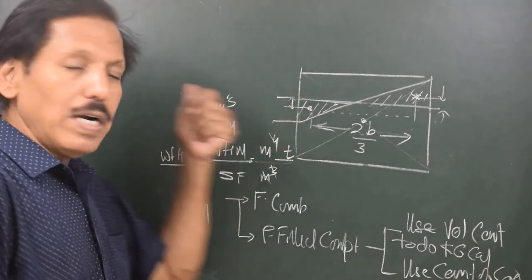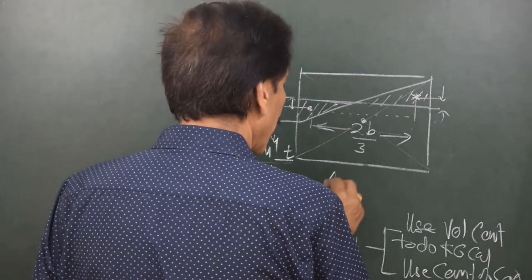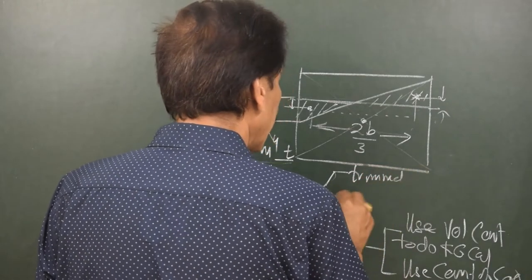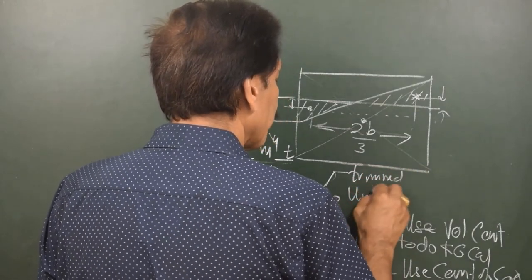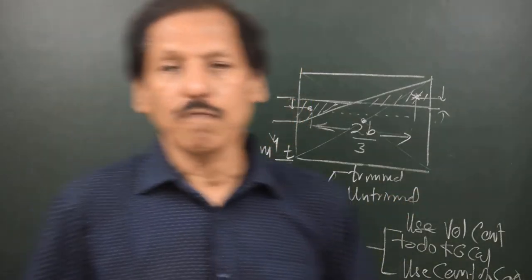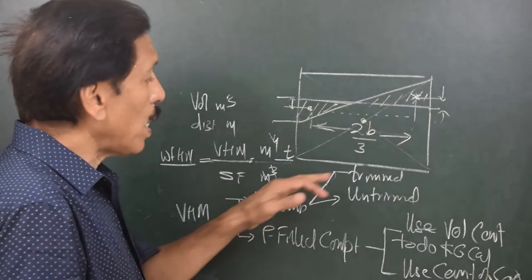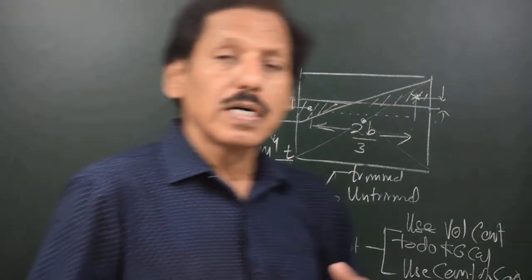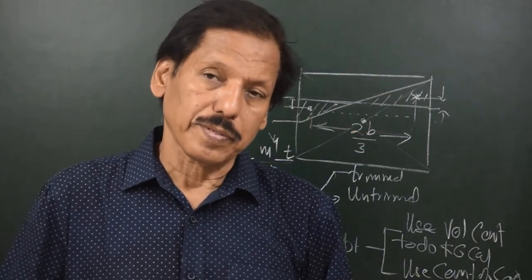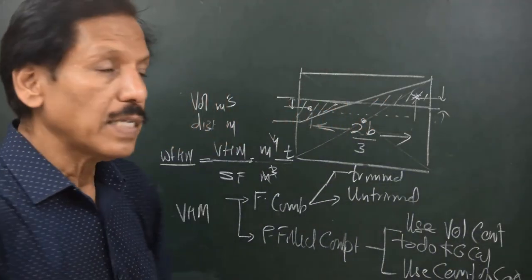Right. Now filled compartment, there are two situations of the filled compartment. Filled compartment trimmed and filled compartment untrimmed. What is the difference between filled compartment trimmed and filled compartment untrimmed? Filled compartment trimmed means you fill up the compartment and then trimming is necessary. Filled compartment trimmed means the trimming is necessary.